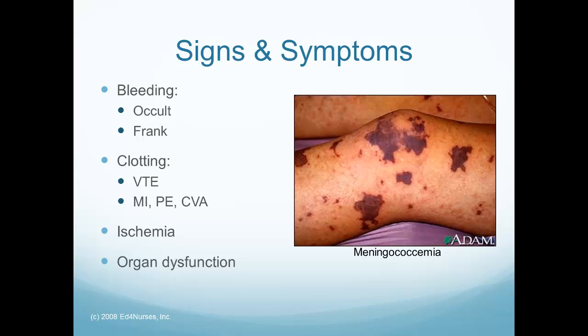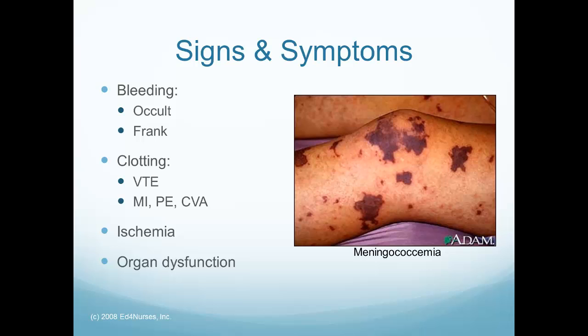The bleeding part is going to be illustrated on the outside of the body very well by having frank bleeding occurring from wounds and things like that. Also by having bruising, and we see lots of bruising occurring on this patient's body as a result of the patient having DIC. The thing we don't see is the clotting occurring inside the body, in the organs, and that's going to cause venous thromboemboli, myocardial infarctions, pulmonary embolus, CVAs. That's a cerebrovascular accident, otherwise known as a stroke. We can get ischemia, we can get organ dysfunction. So that's all the result of that internal clotting going on.